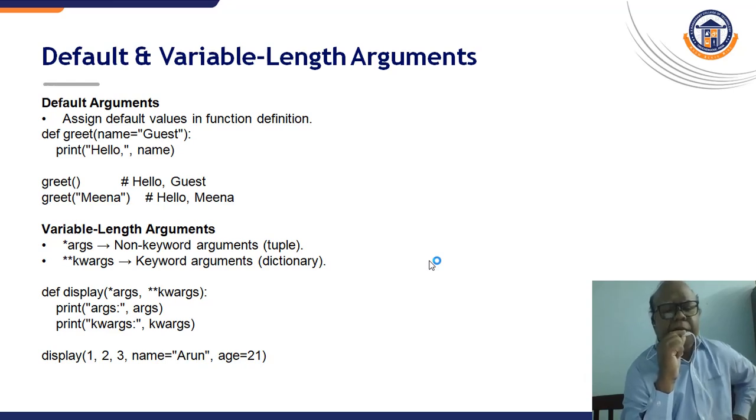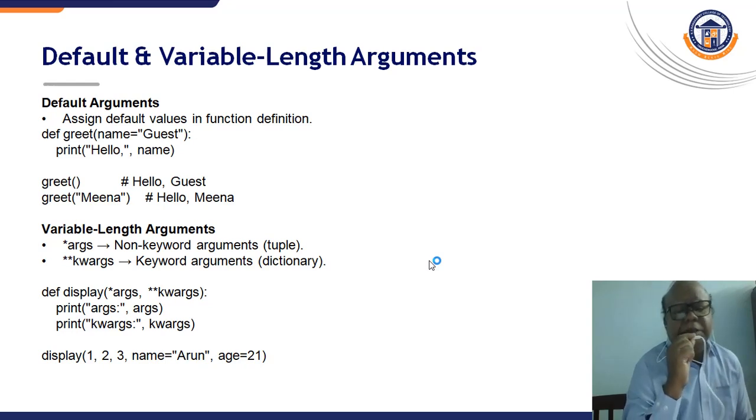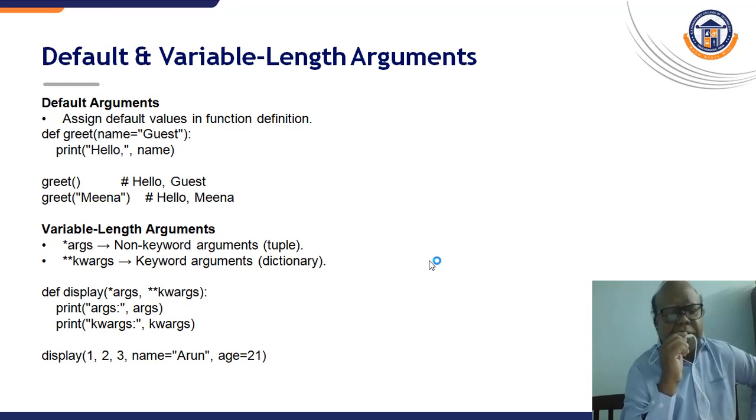Next one is variable length arguments. Star args means non-keyword arguments. Double star kwargs means it's a dictionary, so you can pass tuple values or you can pass dictionary values. In this example you can see def display(*args, **kwargs), so you are passing a tuple and a dictionary, and you are printing both.